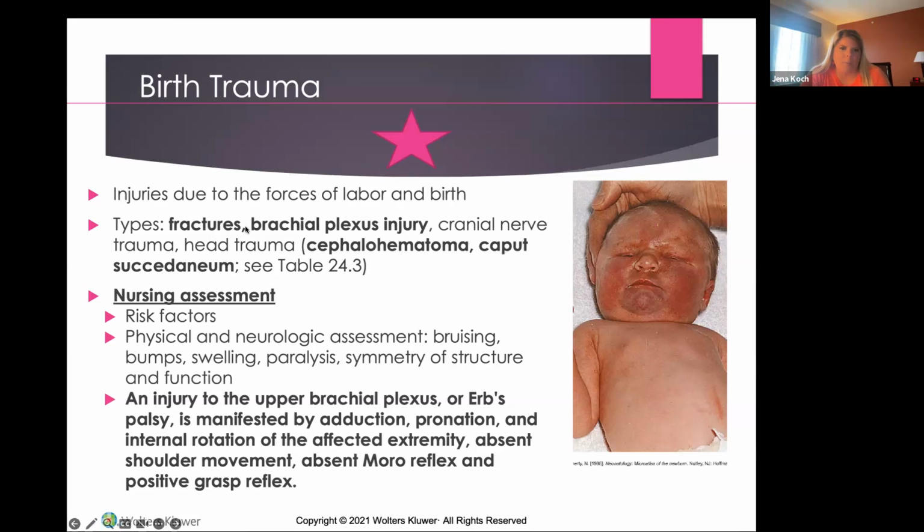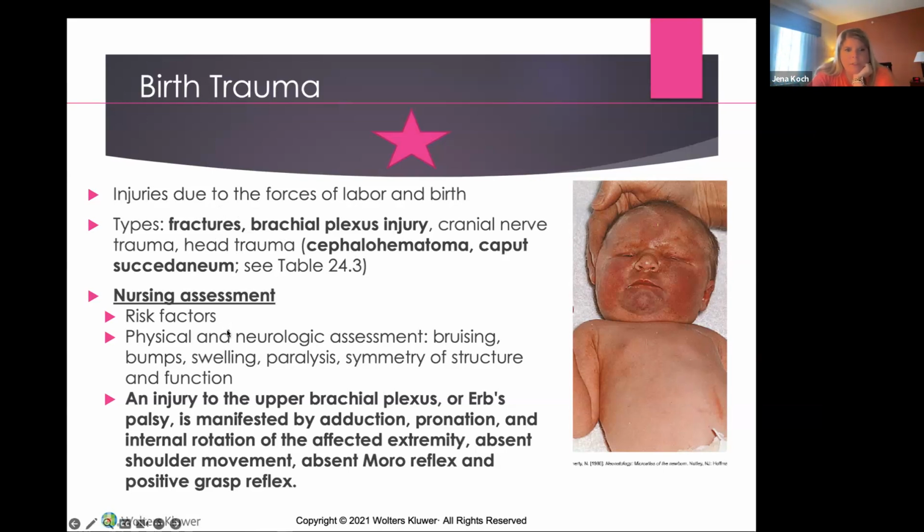Typically, the fracture and brachial plexus injury are going to be those ones that are descending down. They're ready to deliver, right? And either they are stuck behind the pelvis, like a shoulder dystocia, and that's the typical where you'll see the clavicle fracture. The brachial plexus injury is where the provider is helping assist and pull, and it can stretch the shoulder here.